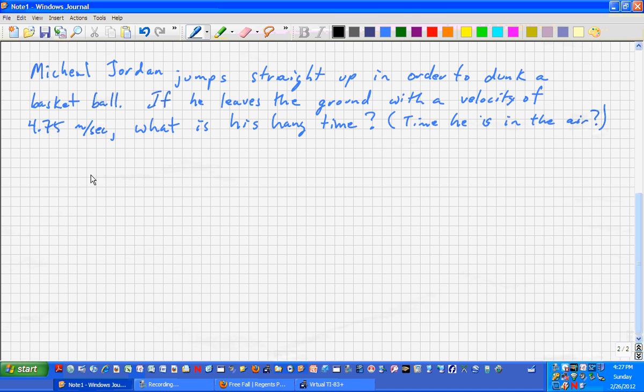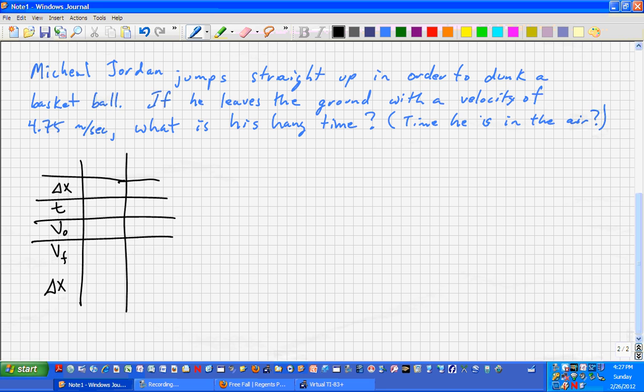Again, let's go ahead and make a table. We're only dealing with the vertical. We're looking at change in position, time, v initial, v final, and change in position. So we want to know how long he is in the air. Again, this is for the vertical. We don't have a change in position. We don't have a time. We do have an initial velocity. That is a positive 4.75 meters per second.